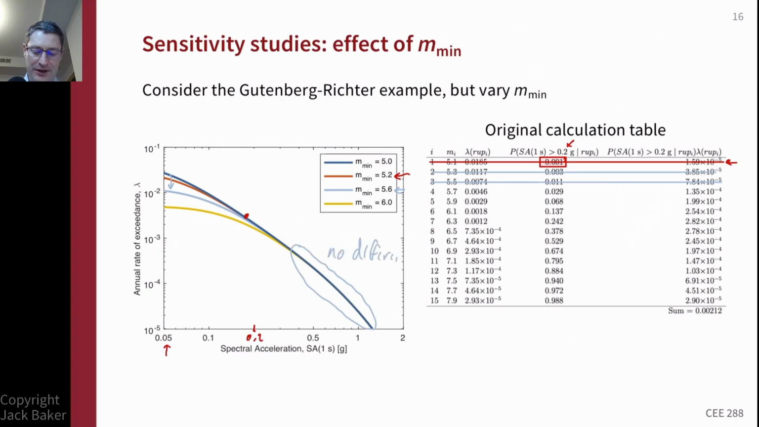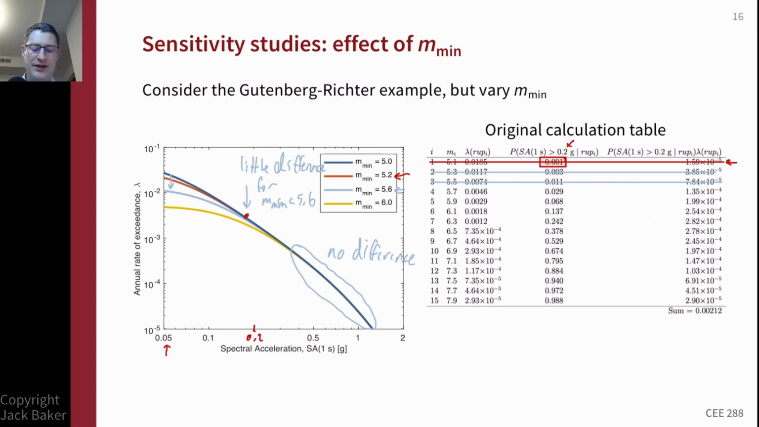because it takes pretty large magnitude earthquakes to get those events occurring. And even at 0.2G or so, there's very little difference for kind of Mmin less than 5.6 or something like that. At some point, we'd start to see a difference. If we have Mmin of 6, we can see a little bit of a difference there.